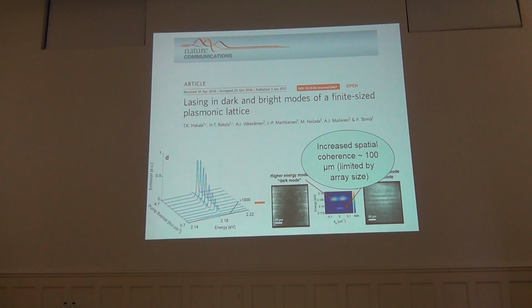And this laser light can have an extremely narrow line width. For example, in this work, the line width of the laser light coming out from the lattice was 0.2 nanometers. And when it goes into this lasing mode, it also increases the spatial coherence up to 100 micrometers, which was in this case limited only by the physical size of the nanoparticle array.